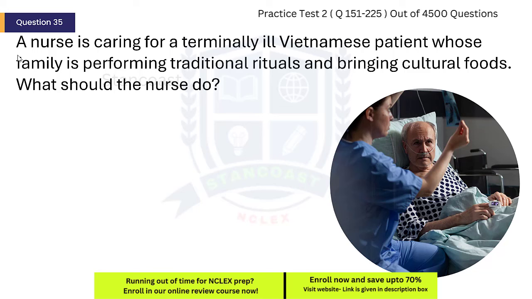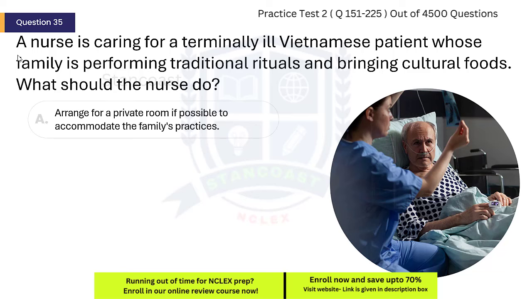Next one. A nurse is caring for a terminally ill Vietnamese patient whose family is performing traditional rituals and bringing cultural foods. What should the nurse do? A. Arrange for a private room if possible to accommodate the family's practices. B.